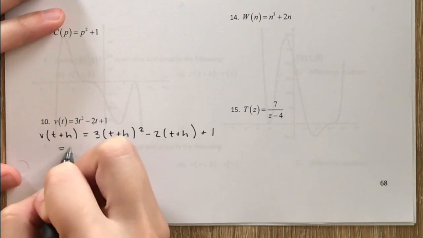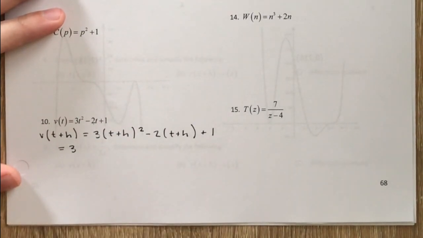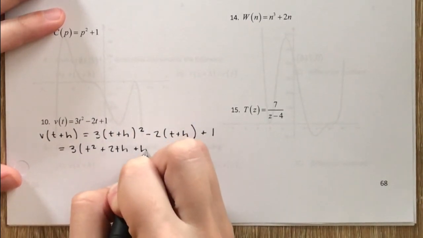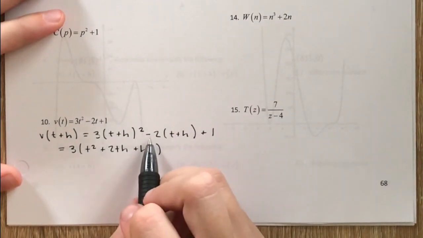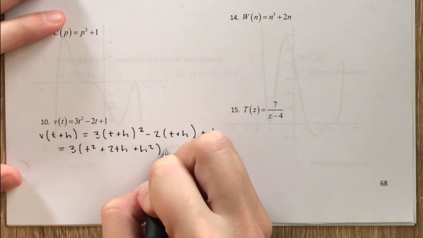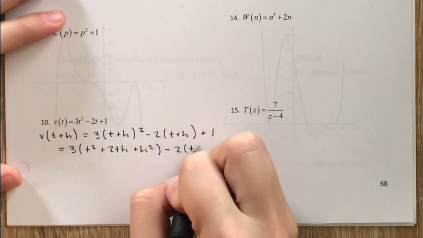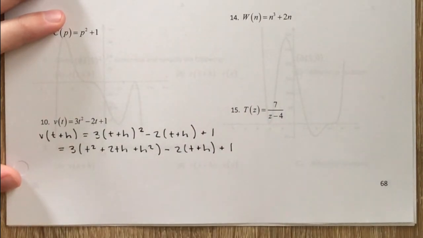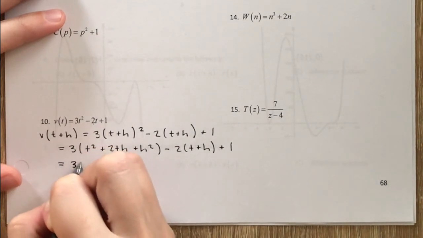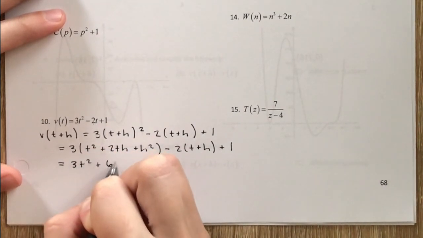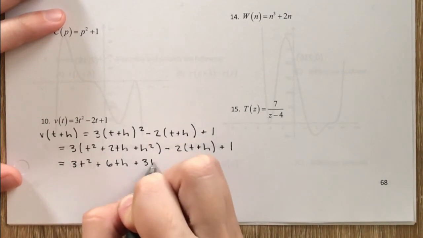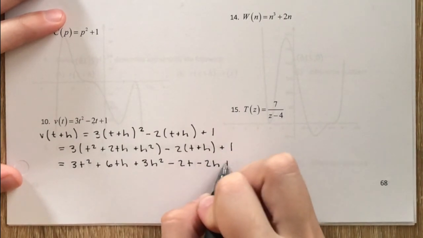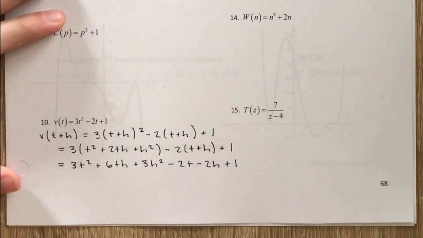We need to simplify, so we have (t plus h) squared, which gives us t squared plus 2th plus h squared. Then we're subtracting, we'll save this for the next round. So now we distribute these coefficients inside of the parentheses. So we have 3t squared plus 6th plus 3h squared minus 2t minus 2h plus 1. Lots of distributing.